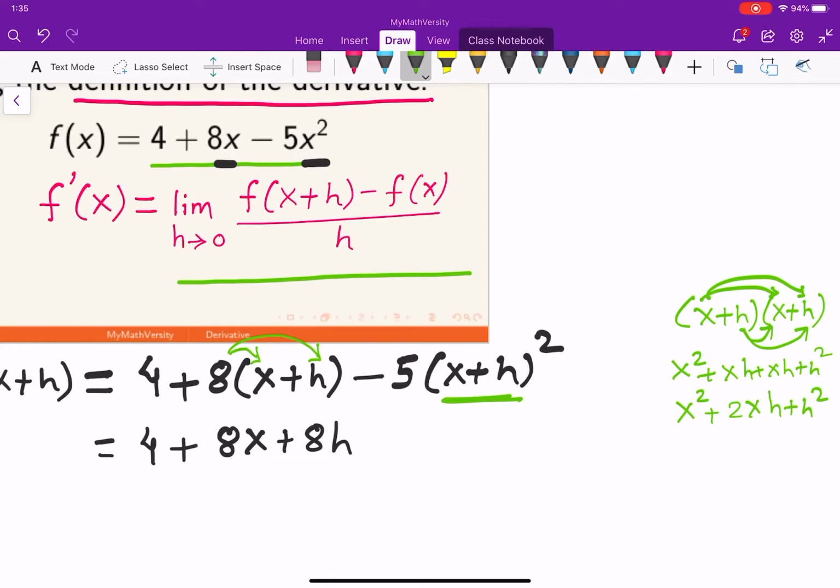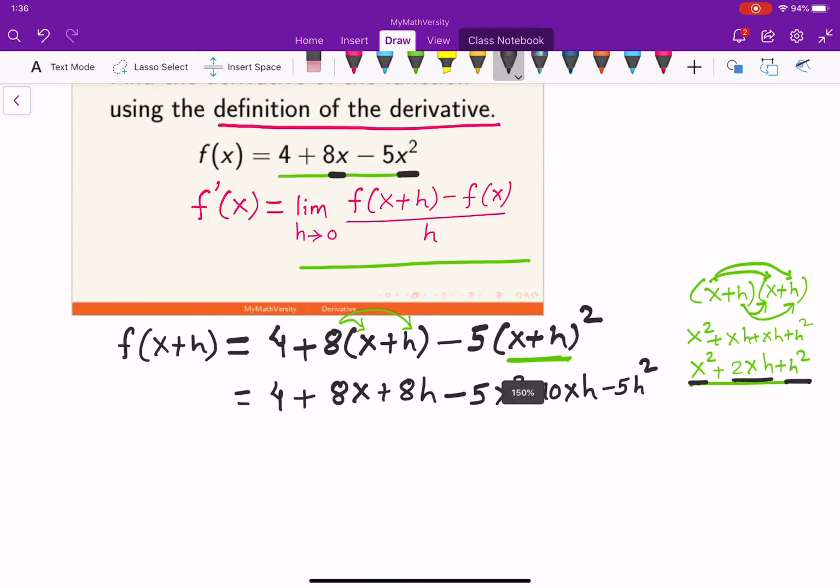This is the expansion of the square of x plus h, and here we need to distribute by -5. So let's distribute by -5 to this expansion, and then what we get here is -5 times x squared will be -5x squared, -5 times 2xh will be -10xh, -5 times h squared will be -5h squared. So this is the expansion of f of x plus h.